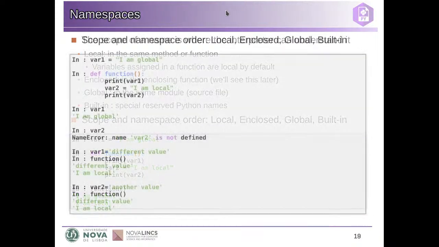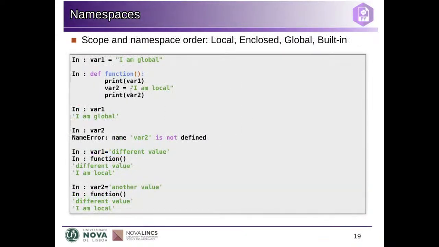Now what is the difference between these two? It is that outside the function, I can access var1 because it was created here. It exists in this global namespace, but I cannot access var2. var2 is not defined here. It only existed inside the function. So inside the function, we can access this variable, but once the function terminates, the variable disappears anyway.